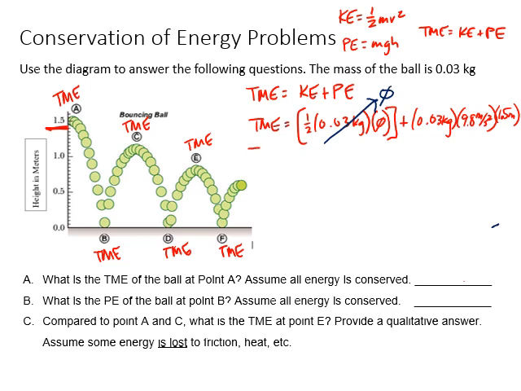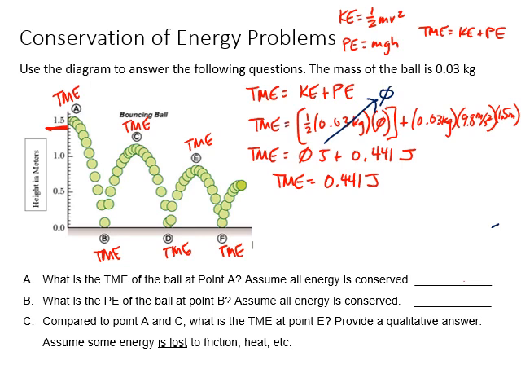Multiplying all these values out, we get total mechanical energy equals 0 joules from the kinetic energy plus 0.441 joules from the potential energy. Here, our total mechanical energy is going to equal 0.441 joules.